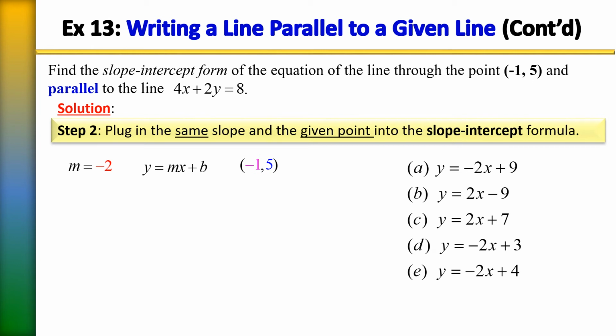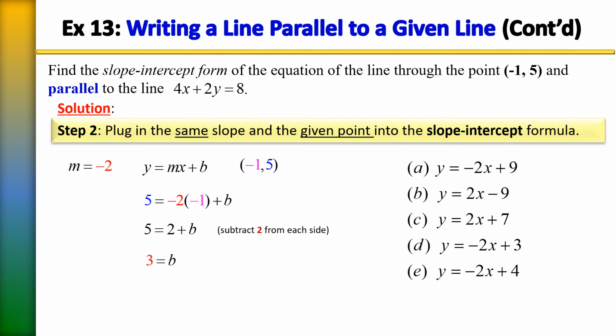So I'm going to remove y and replace it with our given value of y, which is 5. Remove m and replace it with our slope of negative 2. Remove x and replace it with our given value of negative 1. When we do so, it's going to look like so. On the right side, we're going to multiply negative 2 times negative 1, which is positive 2. Our last step to solving for b is to subtract 2 from each side, and b then will equal 3.